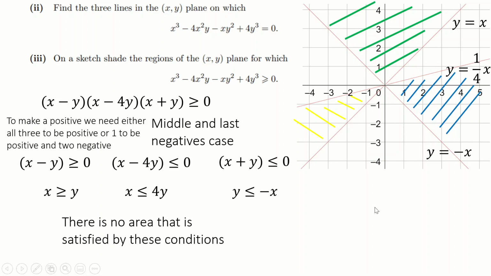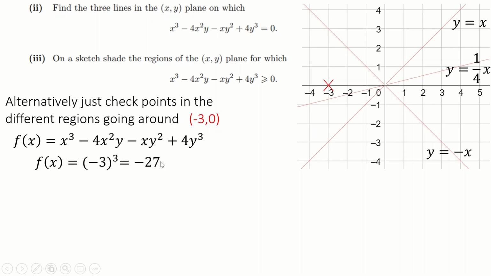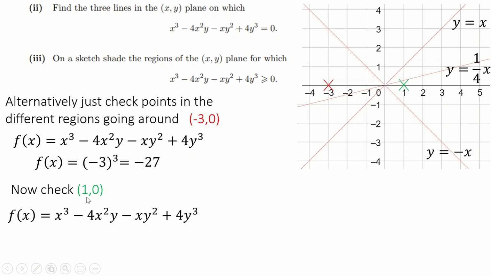Anyway, there is a cheap way of doing this question, which is go back to the start and just pick a point in each area. So let's pick minus 3, 0 to start with. Put that into here, obviously choosing 0 to make all the y's go away. Minus 3 cubed is minus 27, which is less than 0. So this is not a region I want to sketch. Then I move over to, let's say, this region. Check 1, 0. I'm obviously choosing 0 because all the y's go away. And I get 1. So this is a region I want to sketch.